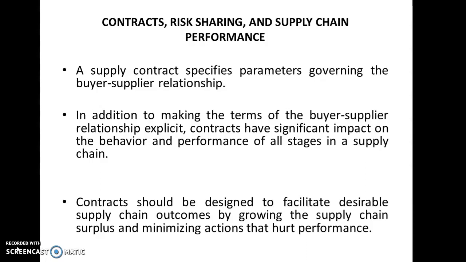Contracts should be designed to facilitate desirable supply chain outcomes by growing the supply chain surplus and minimizing actions that hurt performance. That means the contract should be clearly written so that it includes the desirable outcome of supply chain management, mainly focusing on increasing the supply chain surplus, nothing but profit, for both manufacturer and supplier or buyer and supplier, and also minimizing the actions that will reduce the performance of the supply chain management system.